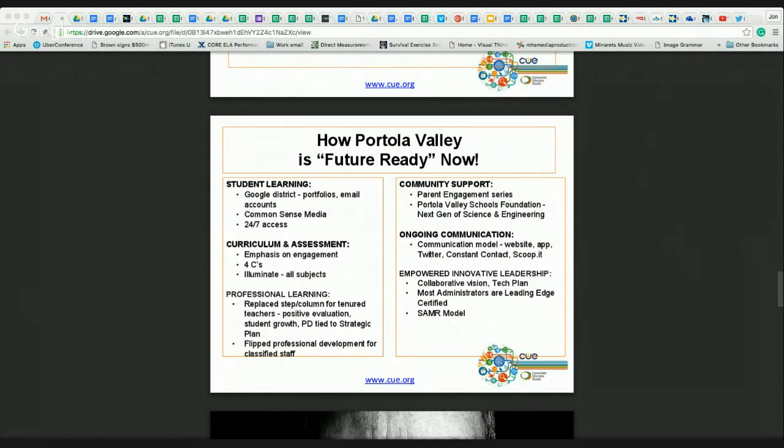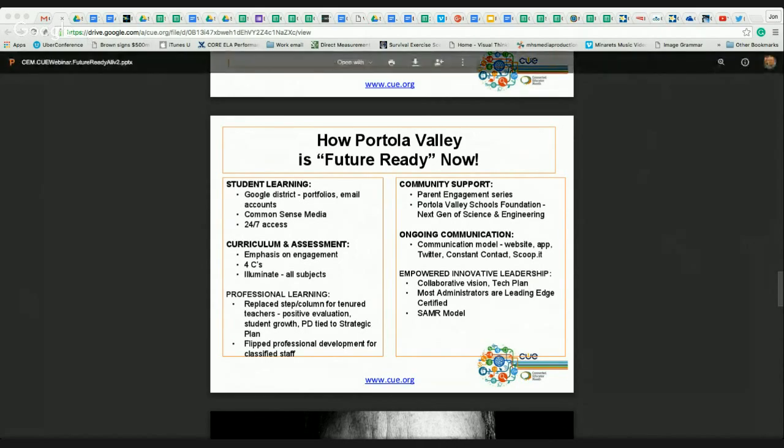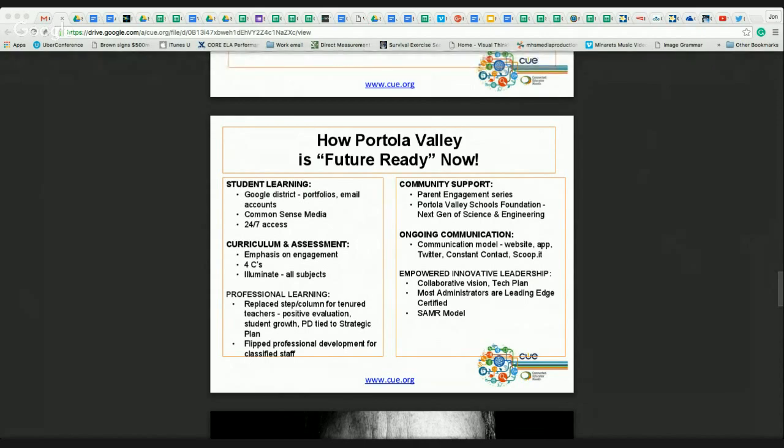With regards to professional learning, we did something very innovative that we haven't seen anywhere else in California yet. What we did for tenured teachers as of 2 years ago was we replaced step and column with a 3-prong approach to really driving professional learning and driving growth in our district.